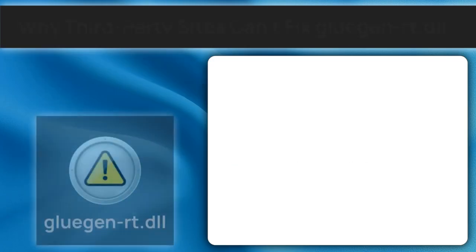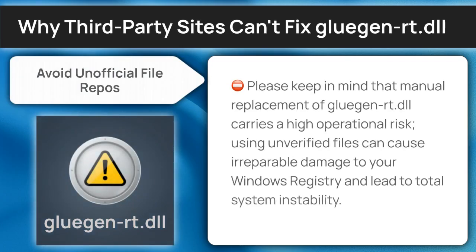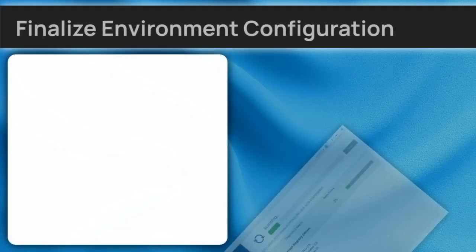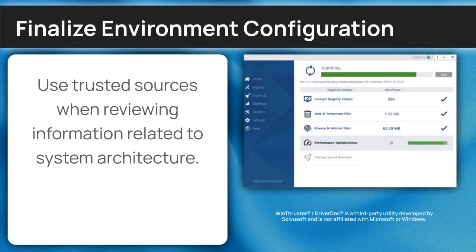To ensure long-term stability, we should review the safety risks associated with unverified file sources. Ensure your hardware remains stable and your software stays under warranty by avoiding the manual manipulation of high-level library files like Gluegen-rt Library DLL.